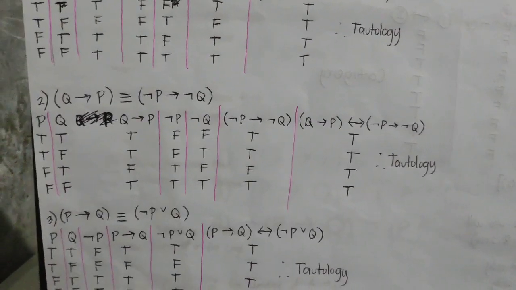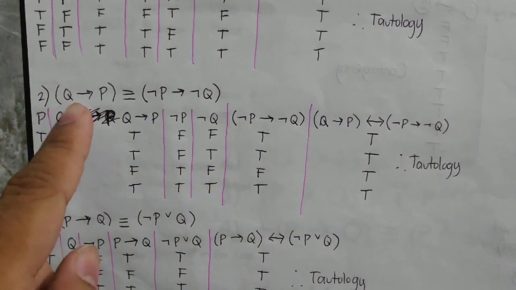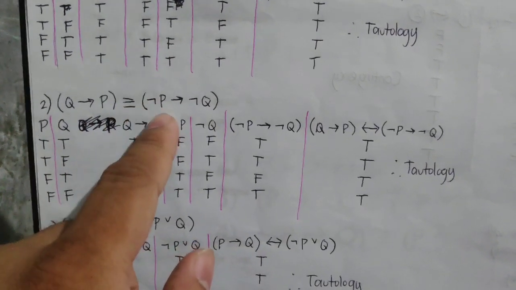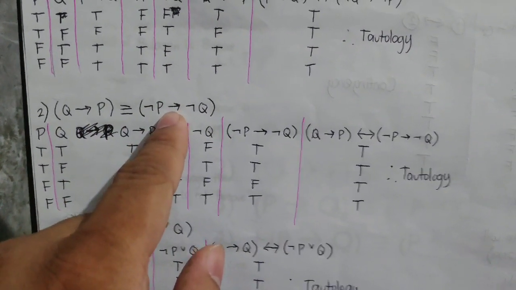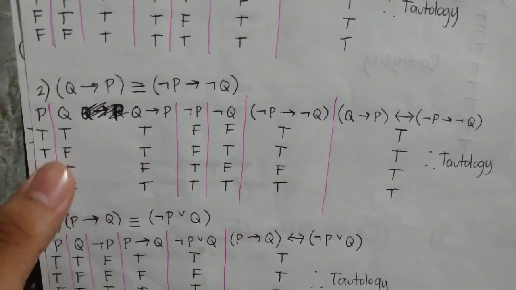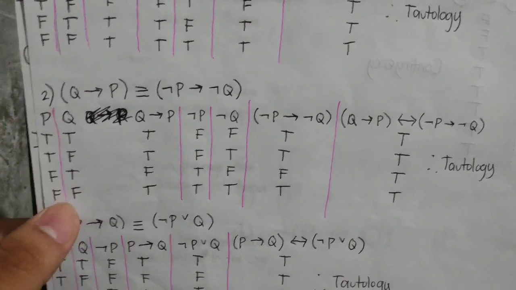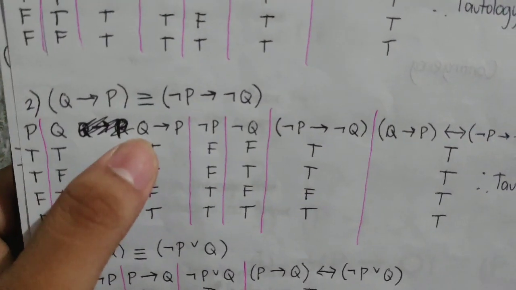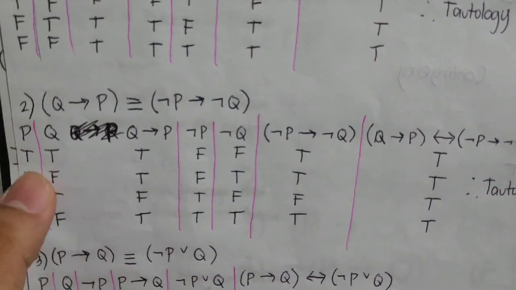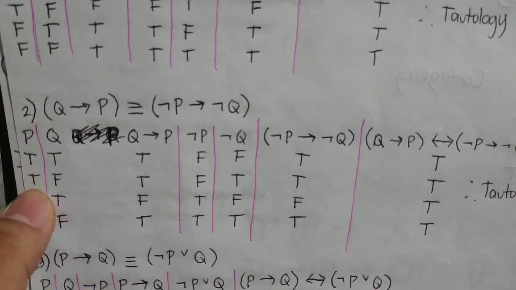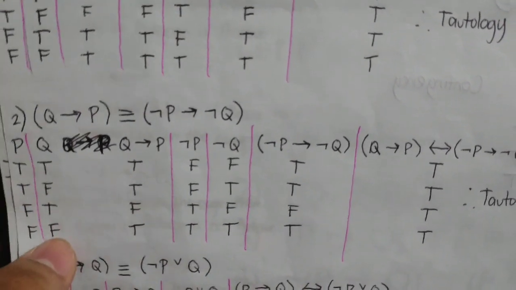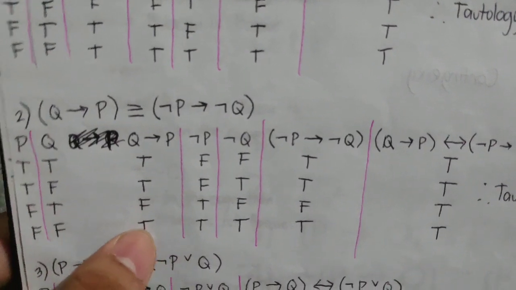Now, for the second example, you have Q implies P. It must be logically equivalent to the negation of P implies the negation of Q. So following again the statements P and Q, you have true, true, true, false, false, true, false, false. So we will start with Q implies P. So you have true, true, then true, false, then true, true, then false, false becomes true.